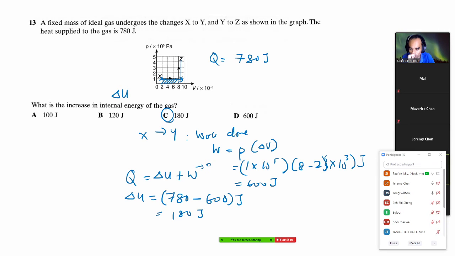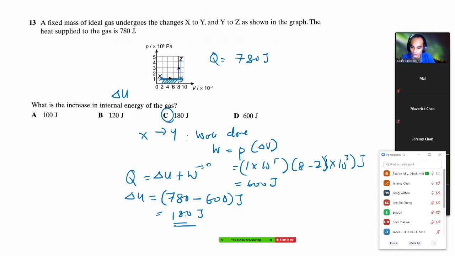So why is it 780 minus 600? Where did the 180 go? Yeah, 780 minus 600, right? So where did the 180 joule go in the graph? 180 joule? You mean this answer?